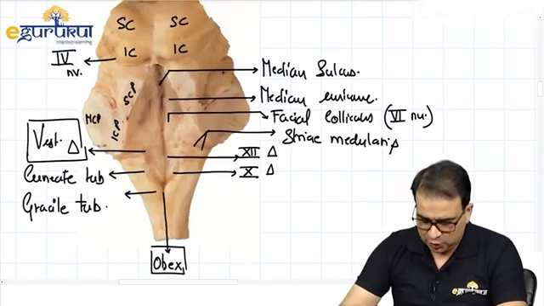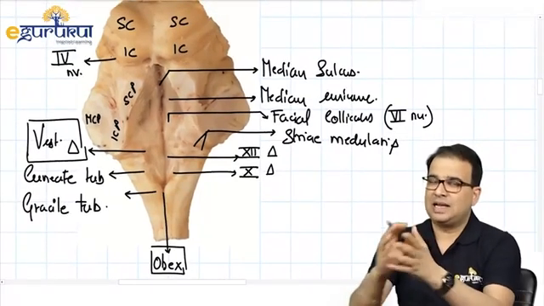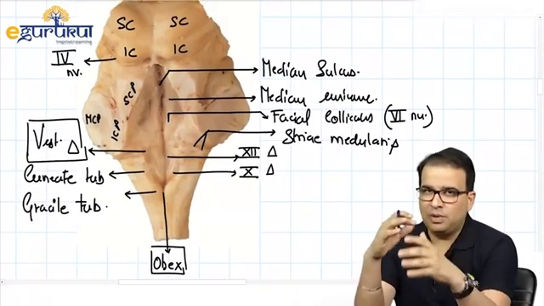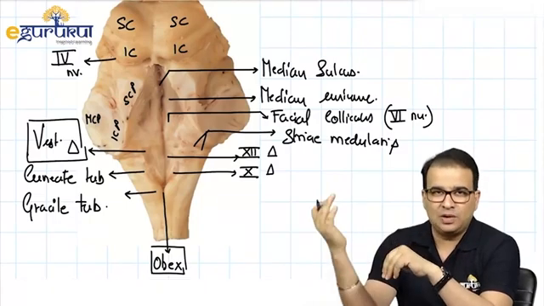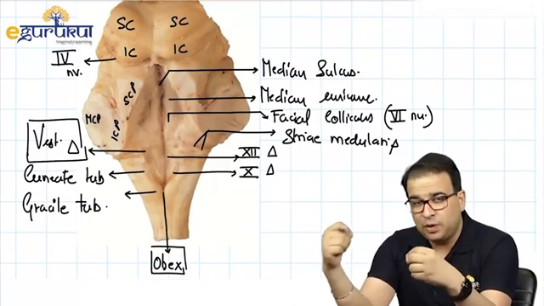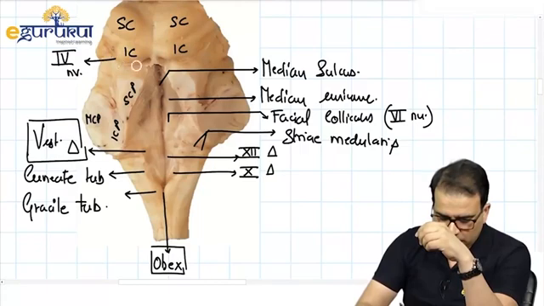So these are the things that you should be able to identify when you're looking at the dorsal aspect of the brainstem. Midbrain, no problem, it will look completely intact. The two colliculi can be seen. You can see the fourth nerve just below the inferior colliculus, coming out.